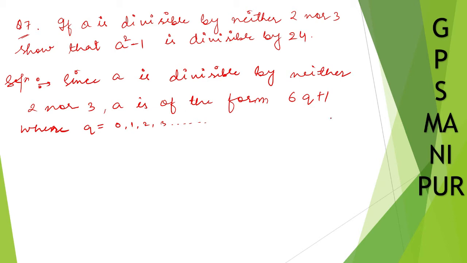Suppose Q is equal to 0, then it will be 6 × 0 + 1, so it will be 1, right? 1 is not divisible by 2 and 3. Or you can take 6q + 1, when Q is equal to 1, it will be 6 + 1 = 7. 7 is not divisible by either number. So same thing, you can go on and on. Okay, I hope you understood. I have not complicated the things.